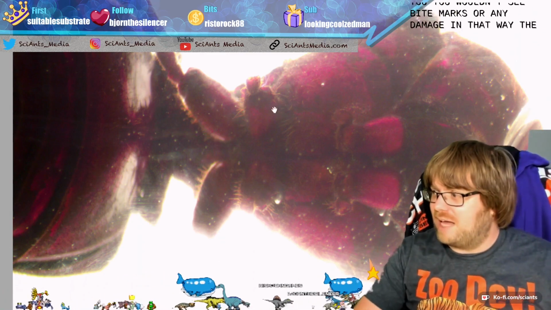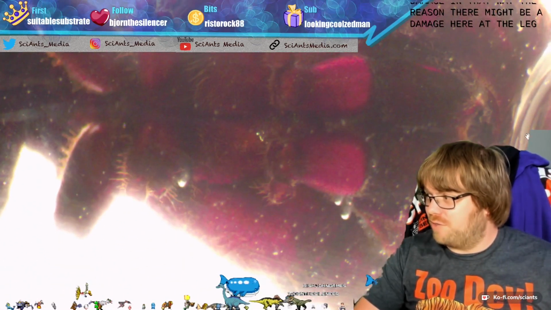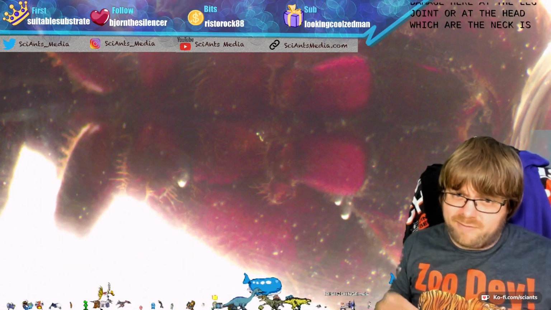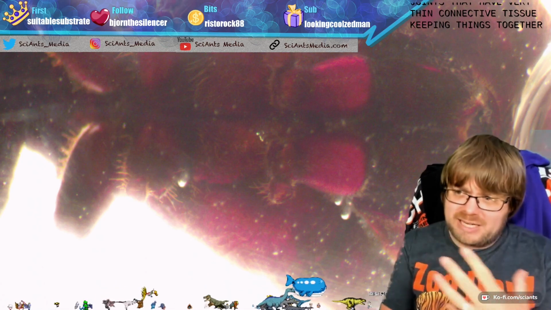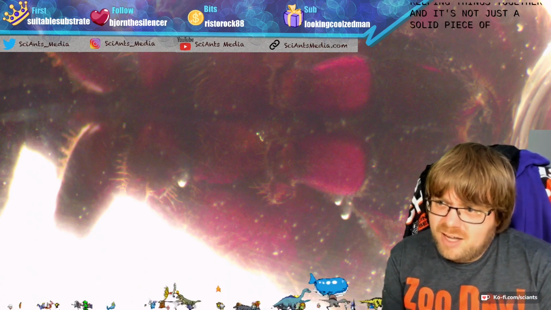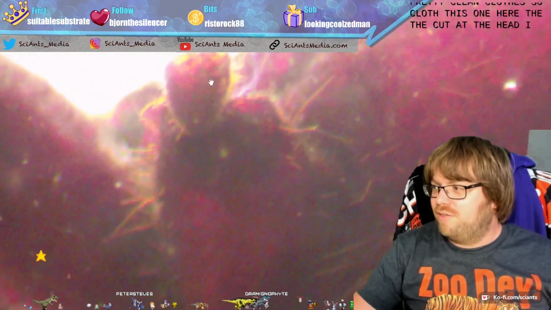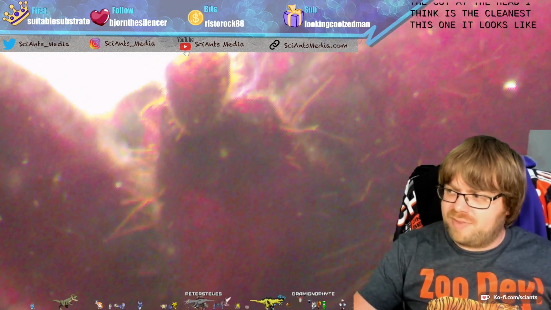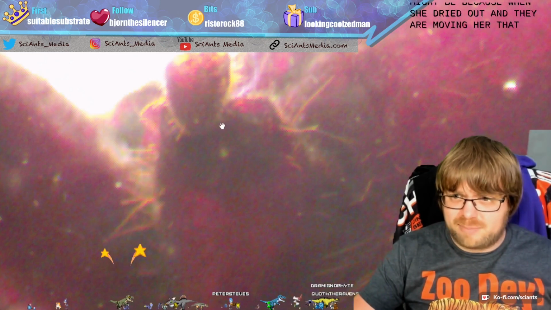The reason there might be a damage here at the leg joint or at the head, or the neck, is because those are joints that have very thin connective tissue keeping things together, and it's not just a solid piece of exoskeleton. This one here, the cut at the head I think is the cleanest. This one, it looks like it's a break point. That might be because when she dried out and they were moving her, it could have snapped off then.